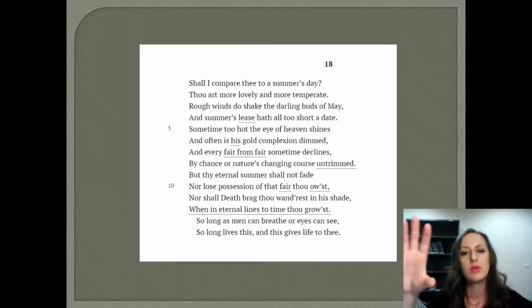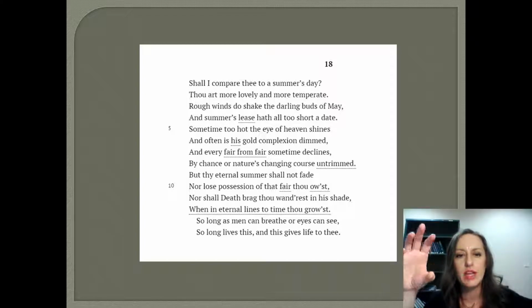Okay, so nature is beautiful, but nature changes. Summer ends, fall happens, fair things decline.